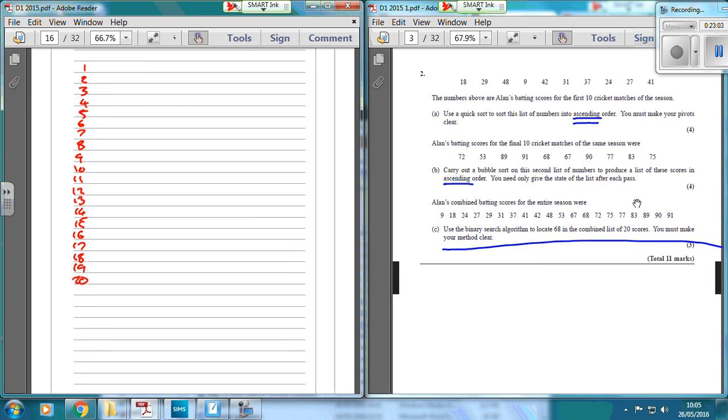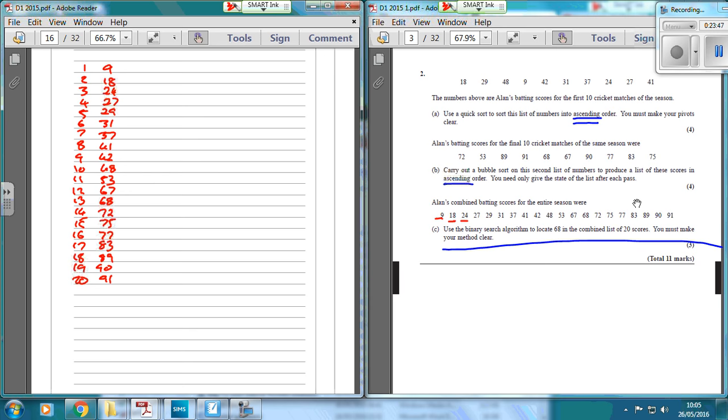Okay, so what we do is we label 9 as number 1, 18 as number 2, 24 as number 3, and so on and so forth. So 9, 18, 24, 27, 29, 31, 37, 41, 42, 48, 53, 67, 68, 72, 75, 77, 83, 89, 90, and 91.